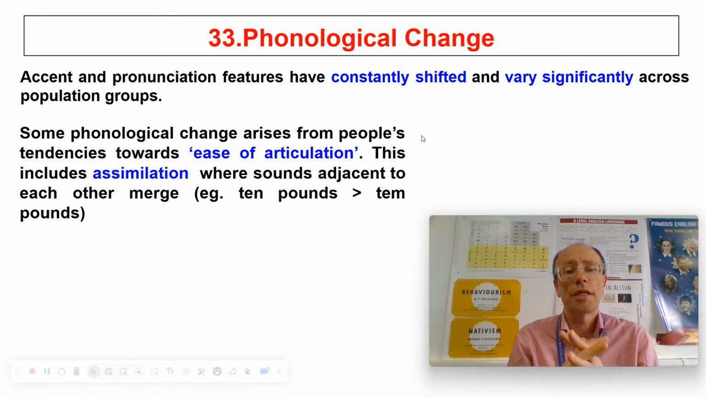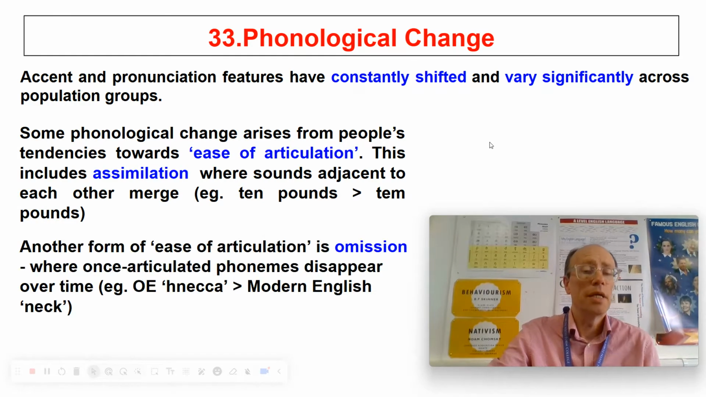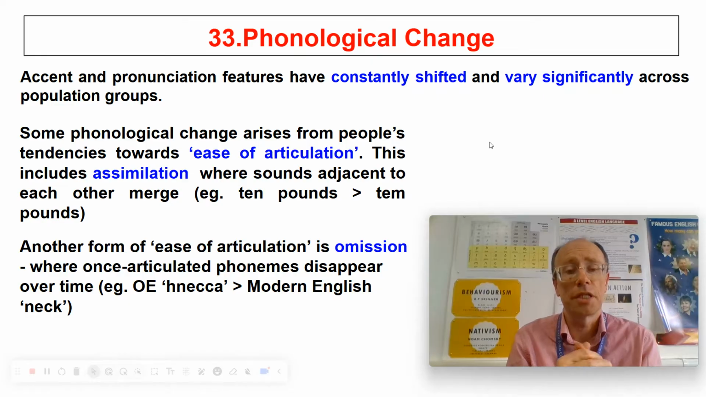This is where sounds which are adjacent to each other merge. So take a noun phrase like "£10". If you say that casually, you don't actually say "ten pounds", you say something more like "tem pounds". So that's the process of assimilation, which comes from ease of articulation. A second example of ease of articulation is omission. It's just the missing out of phonemes.